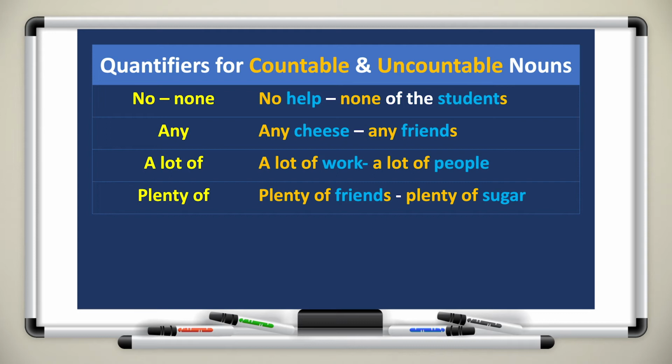Now, quantifiers for countable and uncountable nouns. Quantifiers that can be used with both the countable and the uncountable nouns. For example, no and none. You can say no help and none of the students. You can use it for the uncountable and the countable nouns. Any, for example, any cheese or any friends. A lot of work, a lot of people. Plenty of friends, and plenty of sugar. So these quantifiers can be used with countable and uncountable nouns.